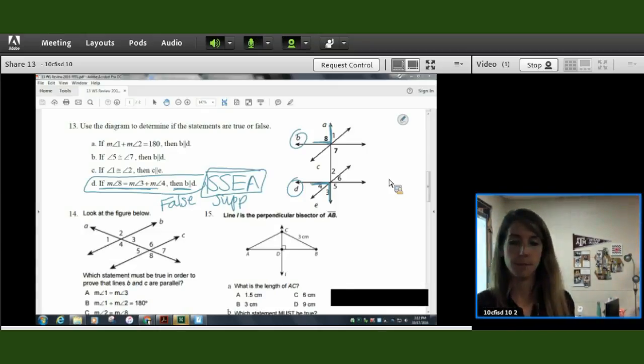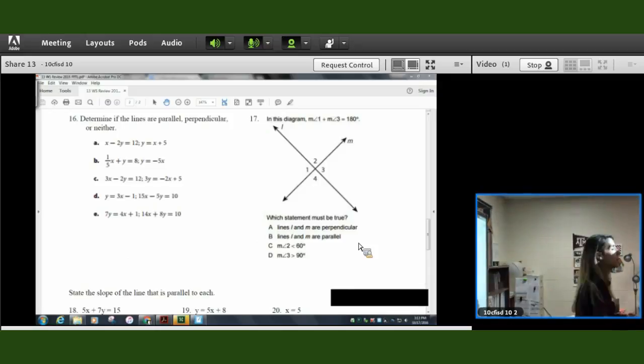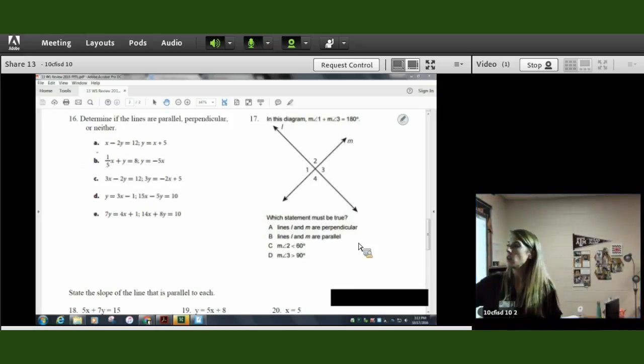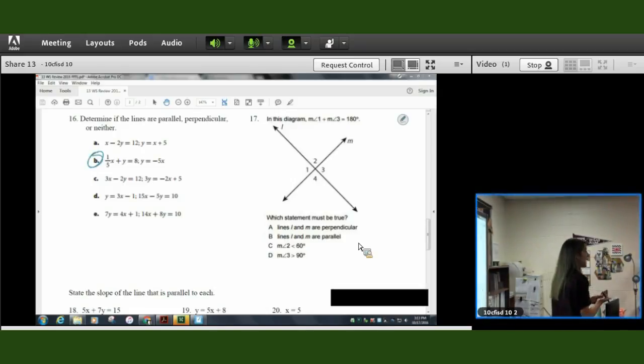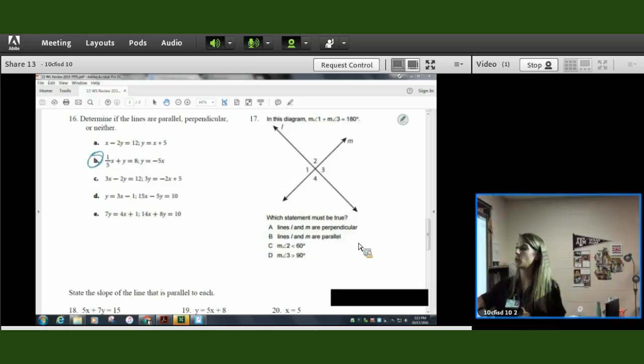Okay, what next? You'll definitely have some like number 16 on the test. We're looking at 16B right now. What you want to make sure to do on the test is get them in slope-intercept form. Don't you dare try to determine the slope until they're in y equals form. So out of these two, are any of these in y equals form?